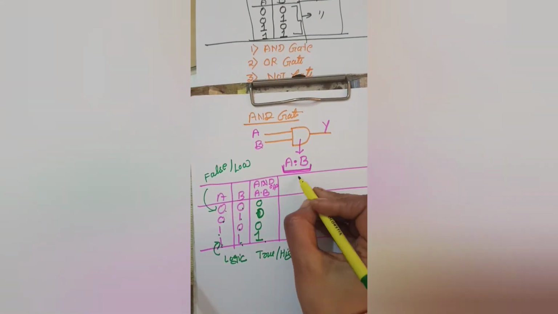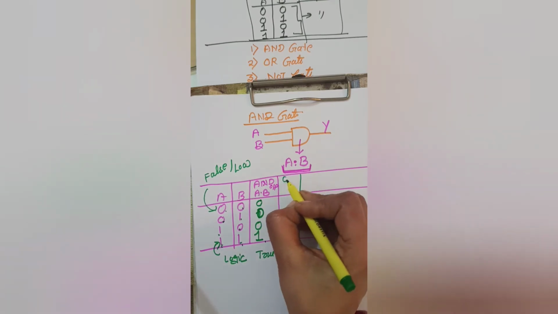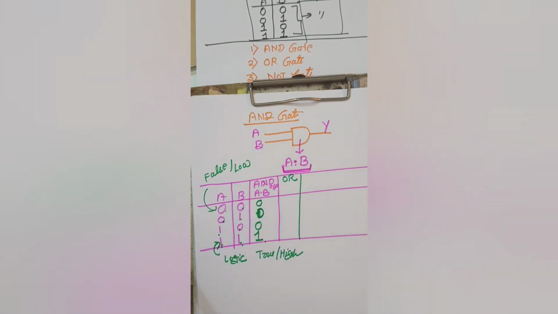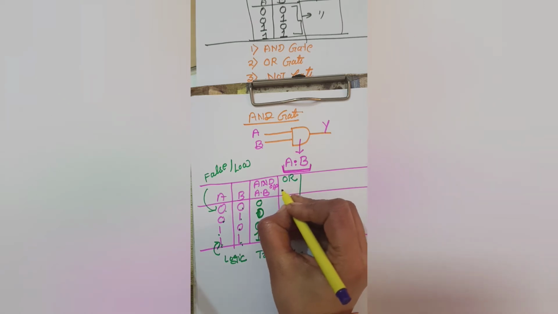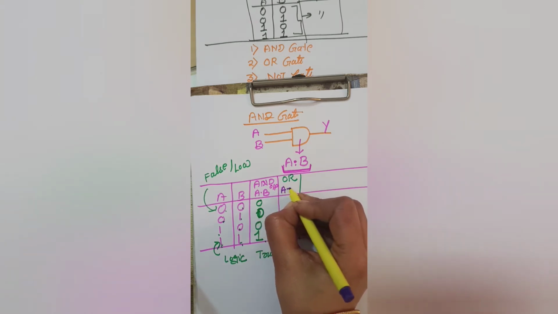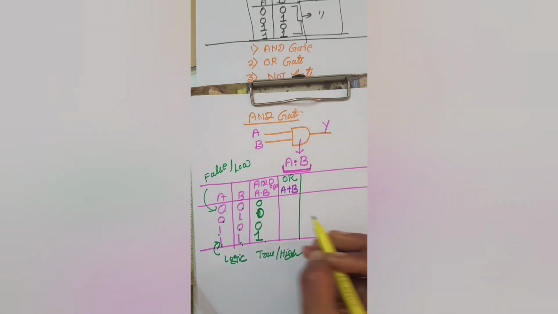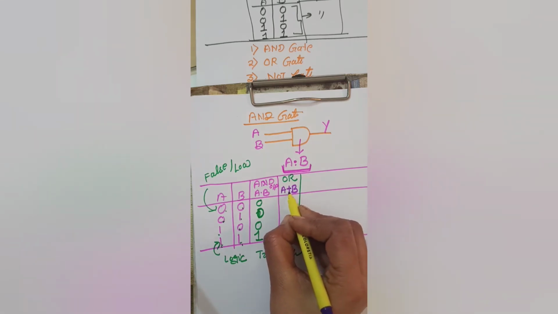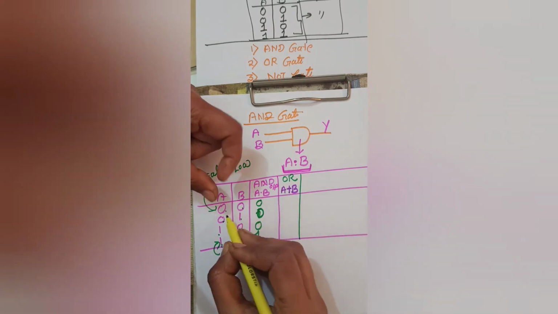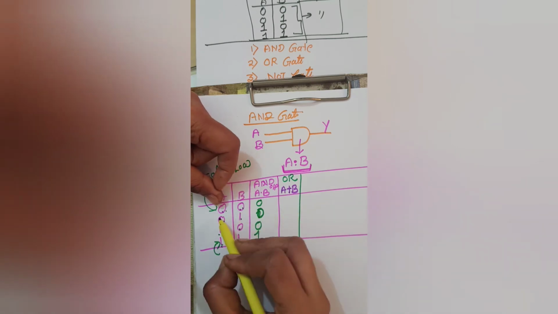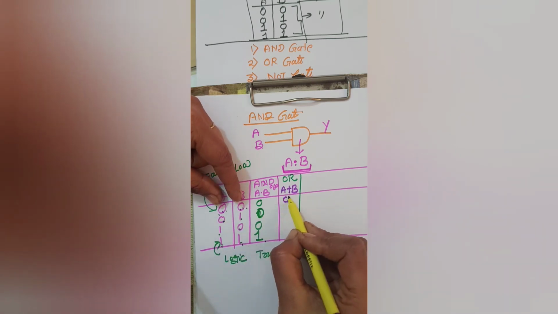Second gate is the OR gate. So OR gate, try to understand. OR logical operator is A plus B. This is a mathematical operator, which is the symbol of addition. So 0 plus 0, that is low plus low, will give me a low.